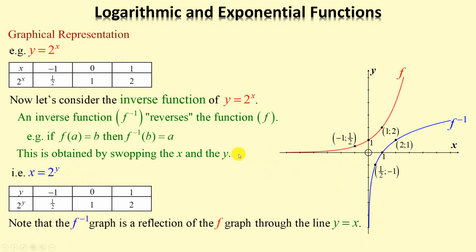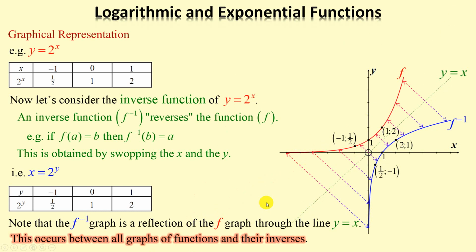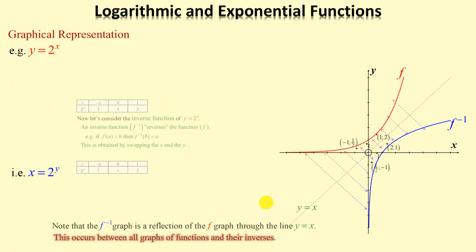Now note that in fact, if you draw the line y equals x, this f minus 1 is a reflection of f. You'll see from these arrows, I could fold this about that line, and it'll be an exact replica of it. All functions and their inverses are symmetrical about the line y equals x.